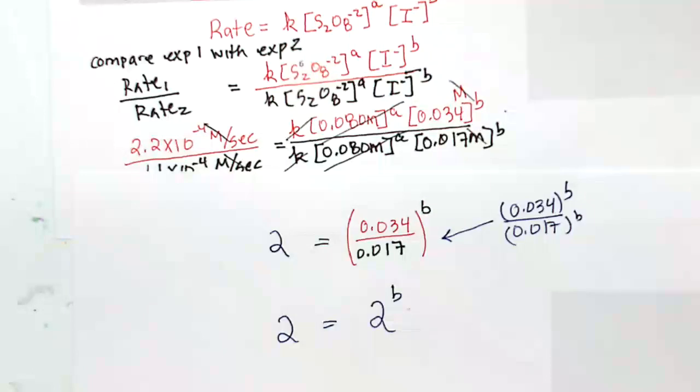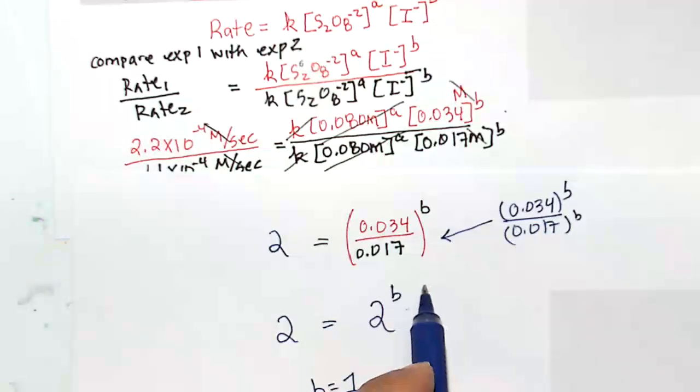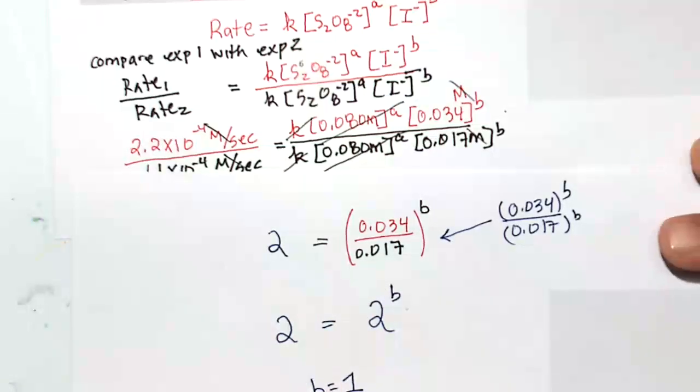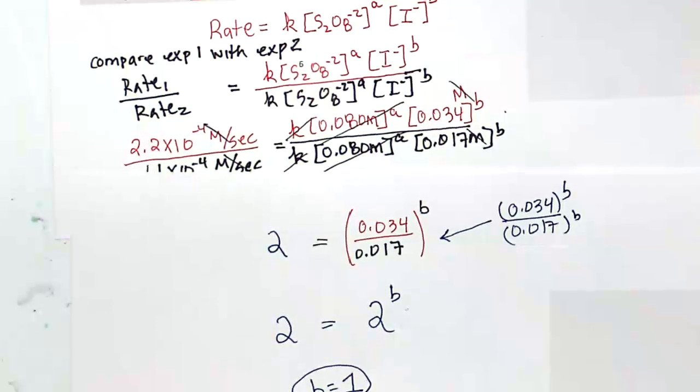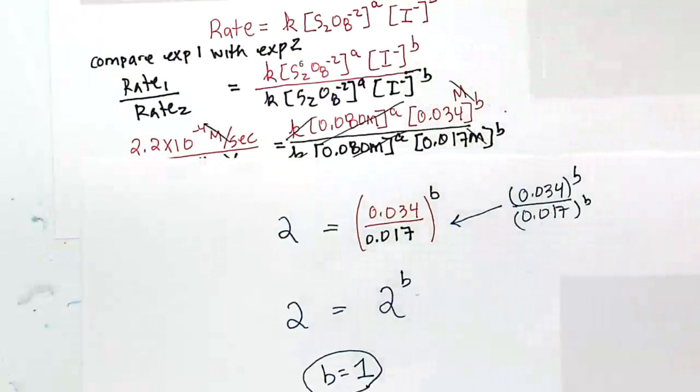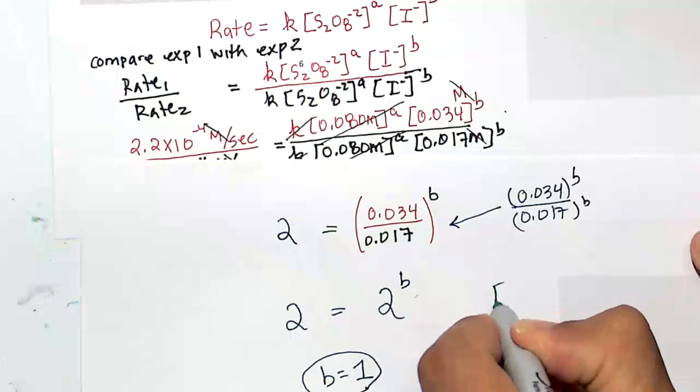What will B be? Is it 0? What's 2 to the power of 0? It's 1. Will B equal 2? 2 to the power of 2 is 4. So B is equal to 1. And what does that mean? It means that I minus decays with first order kinetics. Sorry, how do we determine that it's 1?